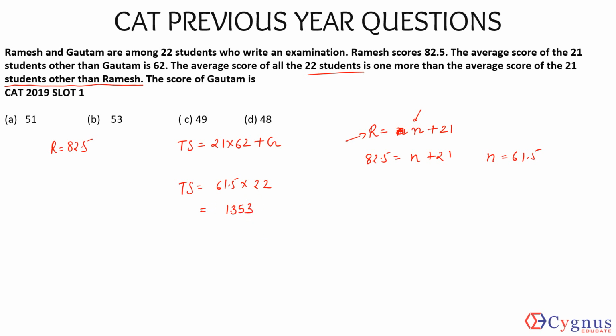Now there's a total score and I'm looking for Gautam's score. Let's try to use this part now. Total score is 1353, which is equal to 21 into 62. This comes out to be 1302 plus Gautam's score. So Gautam's score will become 1353 minus 1302, which is equal to 51. So the score of Gautam must be what? 51 marks.